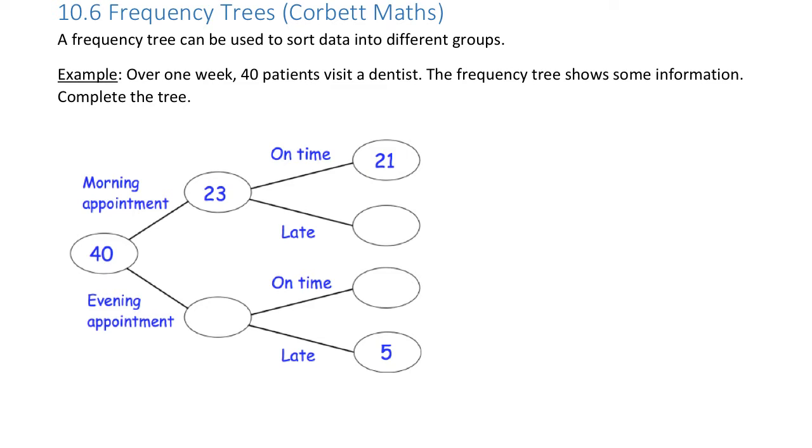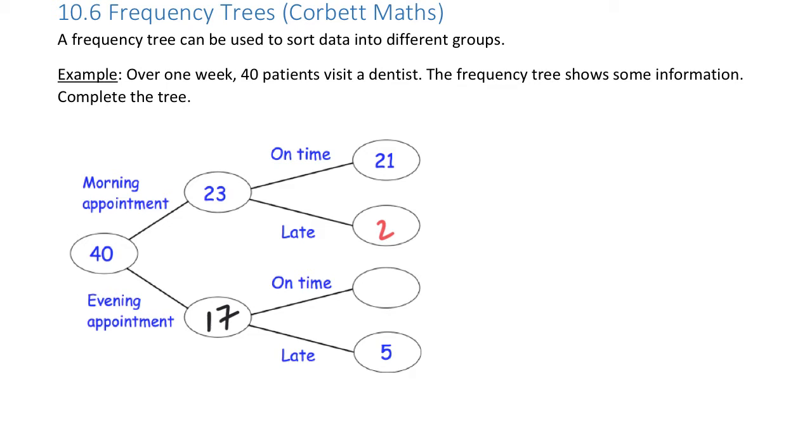So what we know is that 40 people attended the dentist, and 23 of those 40 had a morning appointment. That means that 17 must have had an evening appointment. If we know that 21 of the patients with morning appointments were on time, that means that this number, along with the 21, has to add up to 23. So the number who were late for their morning appointment is 2.